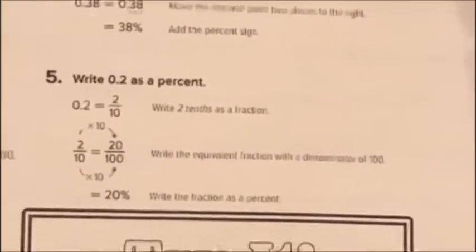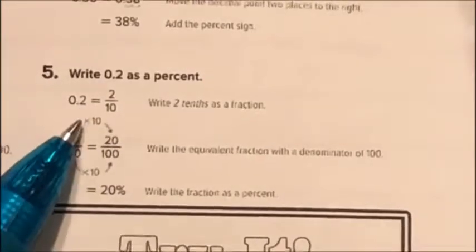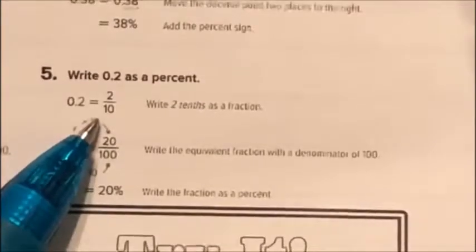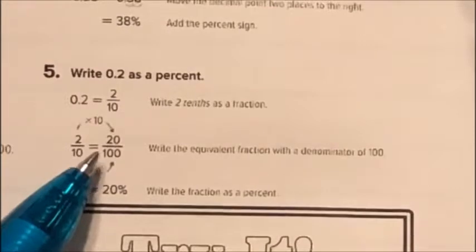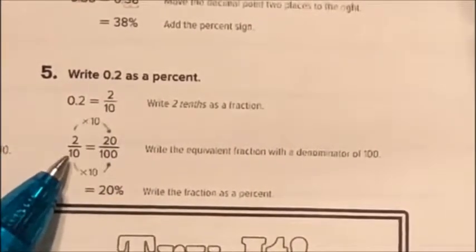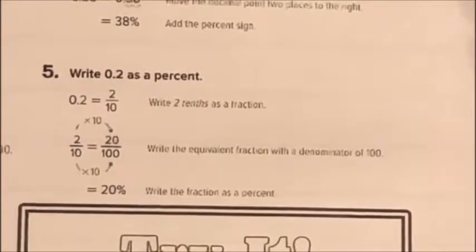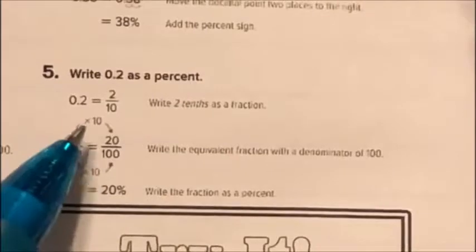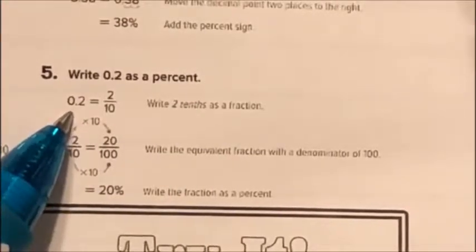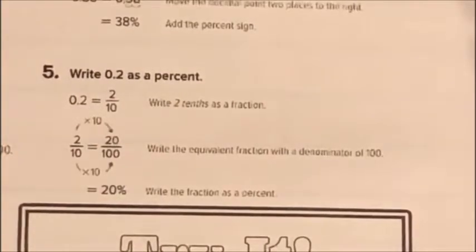Number 5, write 0.2% as a decimal. So if I wrote it as a fraction, it's 2 over 10. Okay, but remember, percents are always over 100. So 10 times 10 gives me 100. 2 times 10 is 20, so I get 20%. Or I could have just moved the decimal place 2 places to the right. 1, 2, and added a 0.